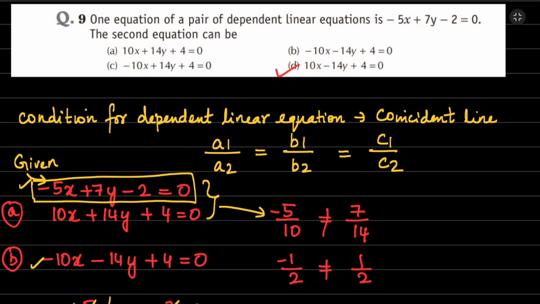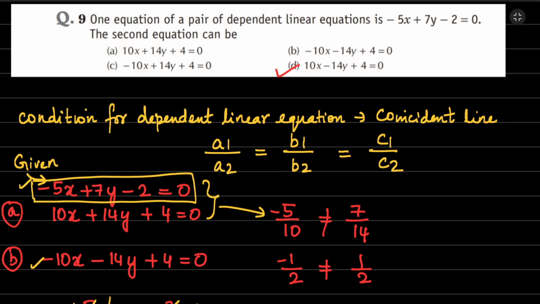And since all the three ratios are equal, the lines are coincident or overlapping, the system is said to be dependent. One equation is dependent on the other equation. And the system is consistent and it has infinitely many solutions. So, I hope you understood.